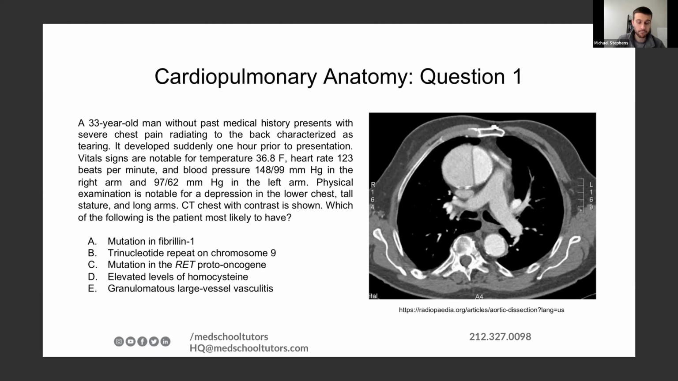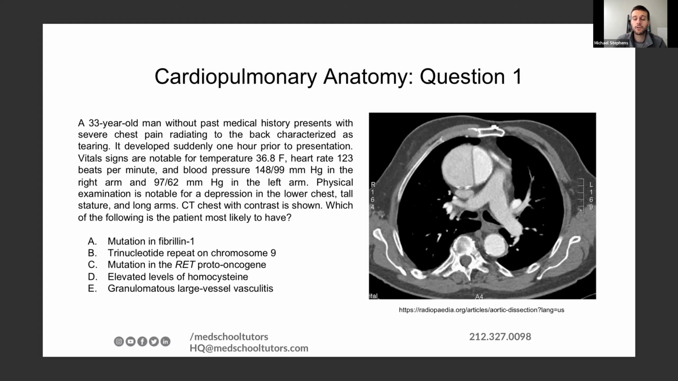C, mutation in the RET proto-oncogene. Does anyone know what that would cause? Yeah, perfect. MEN2. And that's a tricky one because it can cause that Marfanoid habitus that we're seeing. But Marfan syndrome is what we're looking for with that aortic dissection. Elevated levels of homocysteine. Thoughts on that? Yeah, homocystinuria. That's another one that causes that Marfanoid habitus. So the physical exam there is not pathognomonic. It brings up a differential diagnosis, but in the context of the dissection, and in the right substrate, this 33-year-old man, I think the most likely answer here would be Marfan's.